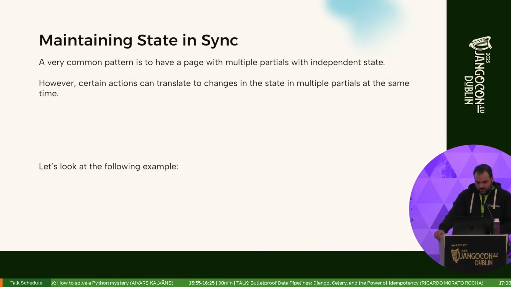Next, we can look at some ways of keeping the state in sync, since when developing with Django and HTMX, you need to address state management on the server. It can be a bit trickier because you need a different mindset than from building apps with front-end frameworks. So a very common pattern is to have multiple partials with independent states. And certain user actions or operations can translate into states that affect multiple UI sections, not only the one that you swapped.